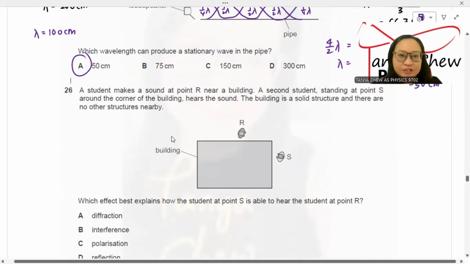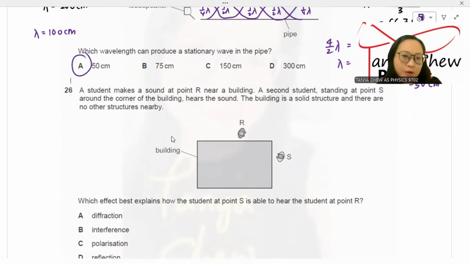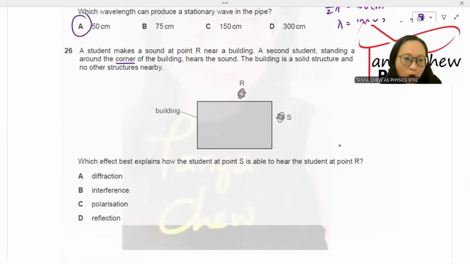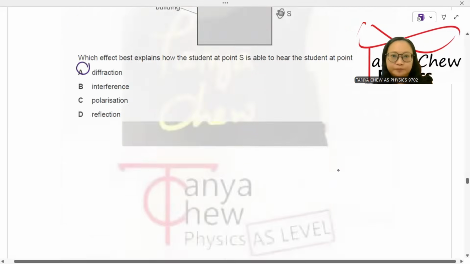Number 26, a student makes a sound at point R near a building. A second student standing at point S around the corner of the building. You see the word? Corner of the building hears the sound. The building is a solid structure and there are no other structures nearby. Which effect best explains how the student at point S is able to hear the student at point R? This effect is called diffraction, spreading of waves.